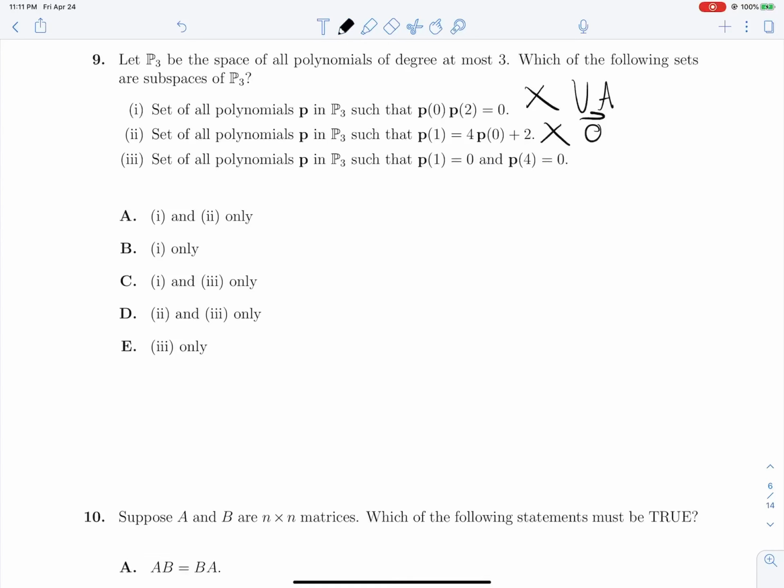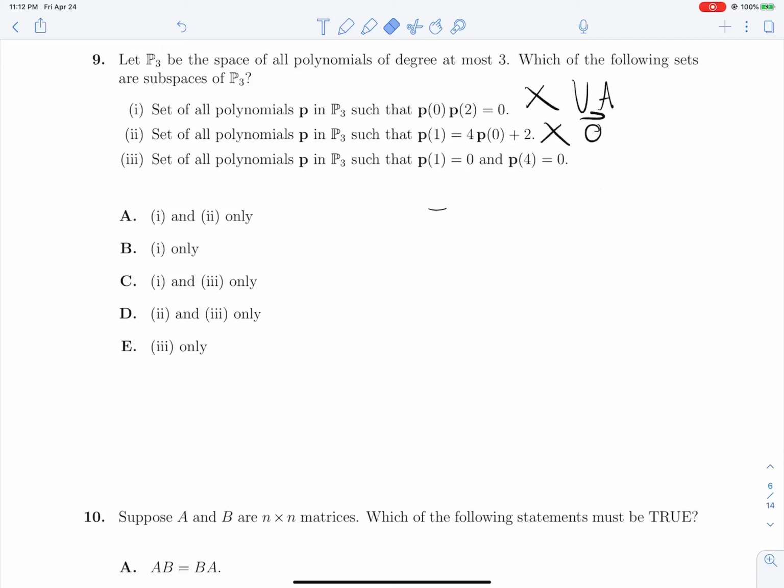What about option 3? The set of all polynomials such that p(1) is equal to 0 and p(4) is equal to 0. Let's think about that a little bit. Because we have things evaluating to 0 here, if we try to plug the 0 polynomial into this, 0 equals 0, that checks out, and 0 equals 0 yet again.